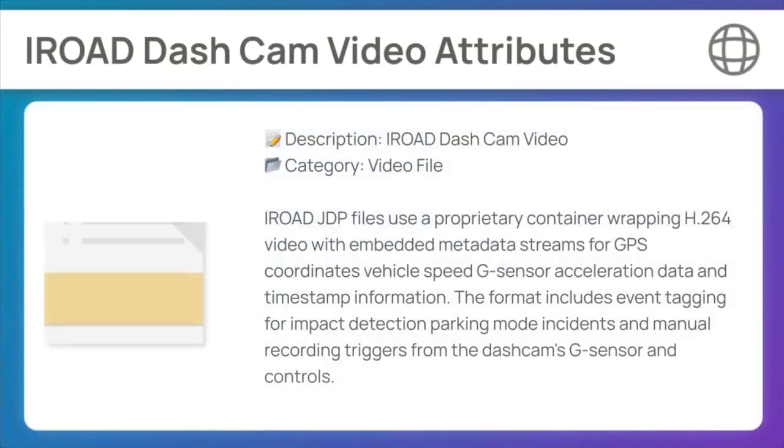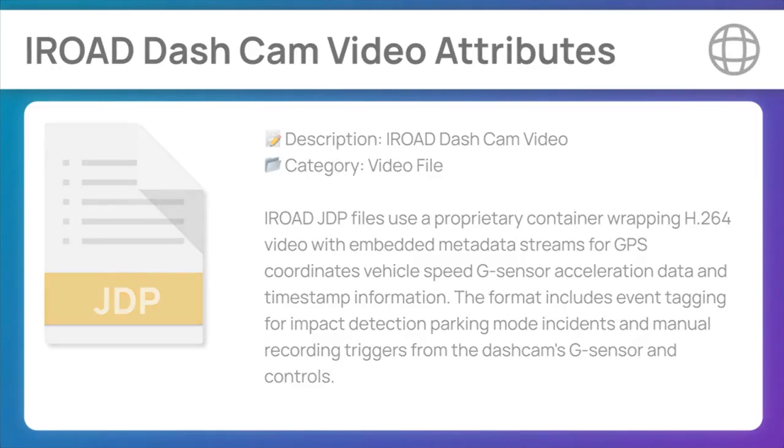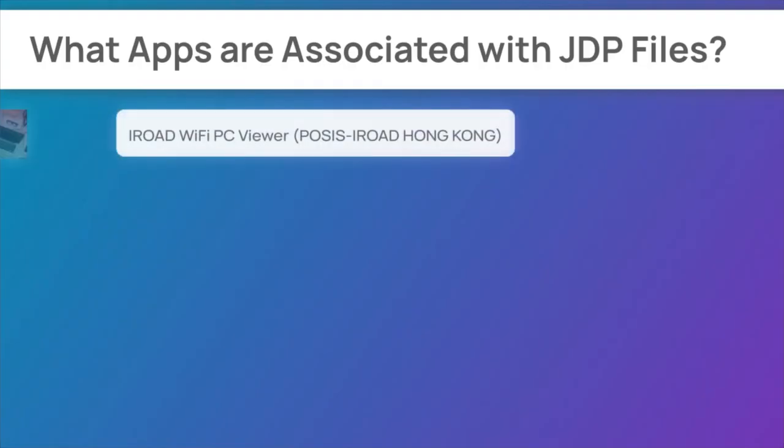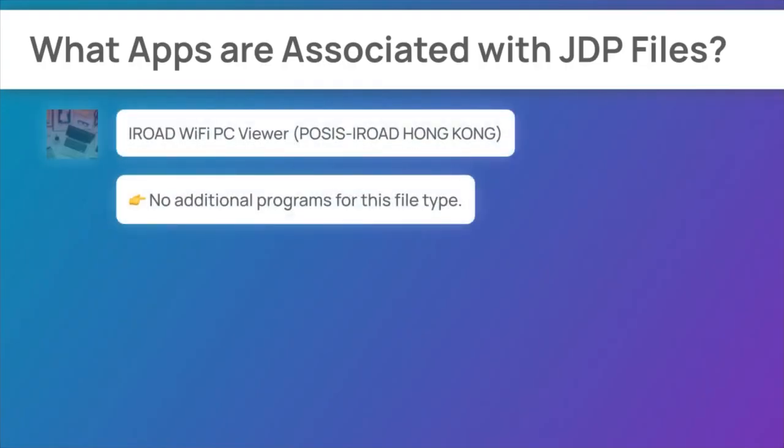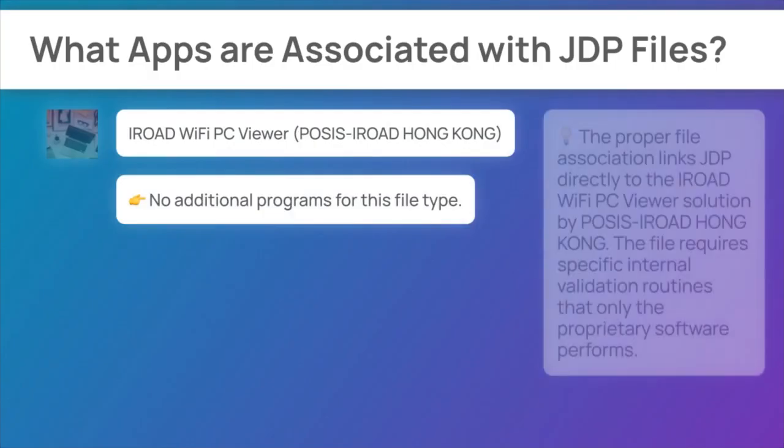iRoad JDP files use a proprietary container wrapping H.264 video with embedded metadata streams for GPS coordinates, vehicle speed, G-sensor acceleration data, and timestamp information. The format includes event tagging for impact detection, parking mode incidents, and manual recording triggers from the dashcam's G-sensor and controls. The standard opener for JDP is known to be iRoad Wi-Fi PC Viewer, developed by POSIS-IROAD Hong Kong.